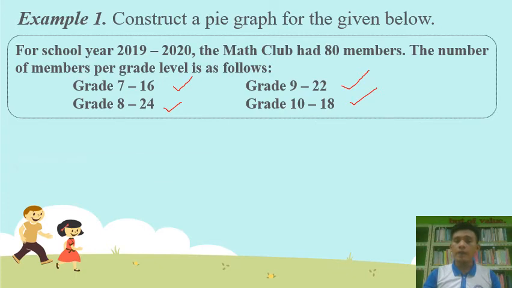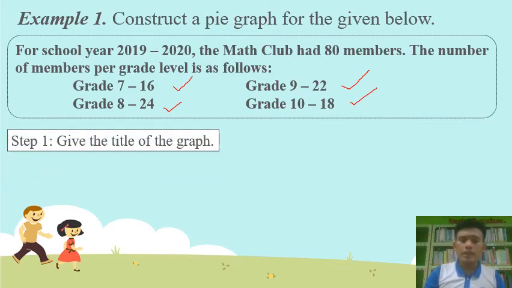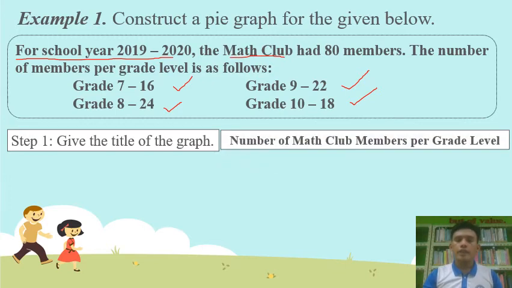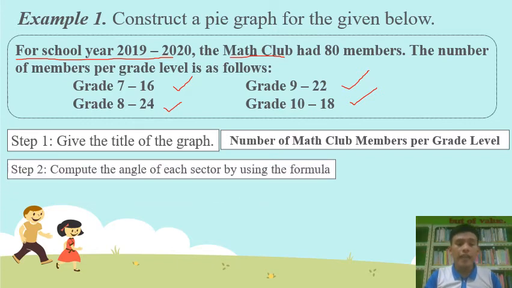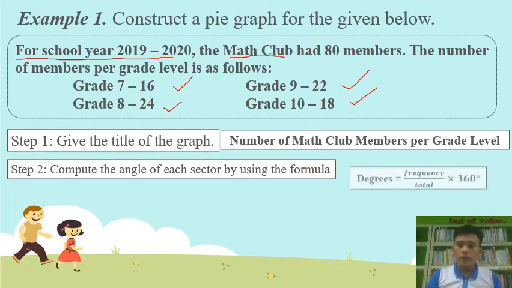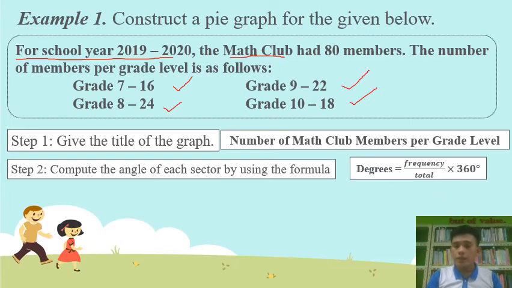So, how to make a pie graph? Step 1. Give the title of the graph. As you can see in the problem, for school year 2019, Math Club. So the number of Math Club members per grade level will be the title of our graph. Next one, compute the angle of each sector. We need to compute the angle with this formula: frequency over total times 360. So 16, 24, 22, and 18 are the frequencies.